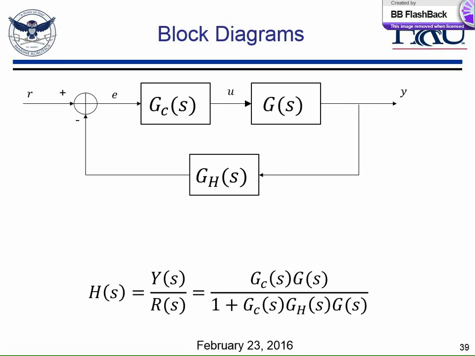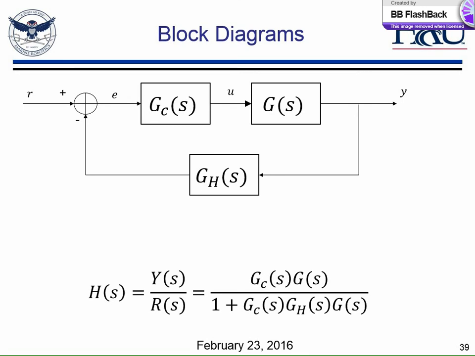Summation block. We get our filtered output through our sensors. So we're using our summation block from our reference and our output to get our error. We're feeding our error into our controller. The controller is providing an input to our plant, which is providing an output, which is getting fed back through our sensor model, which gets back into here.